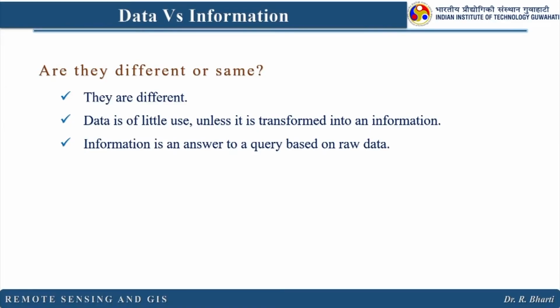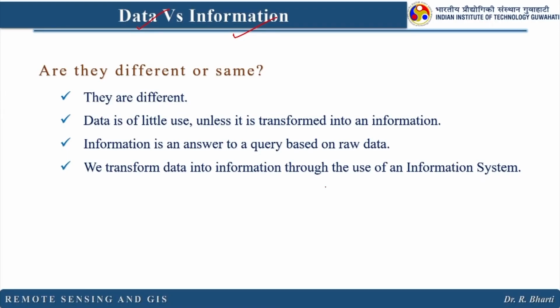The information is an answer to a query based on raw data. So basically we want to transform this data into information, right? That is the process. So here how do we do that? We study that collected information or data and then we derive information. We transform data into information through the use of an information system.